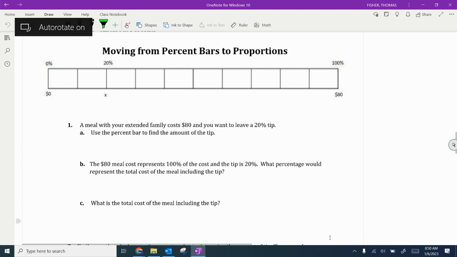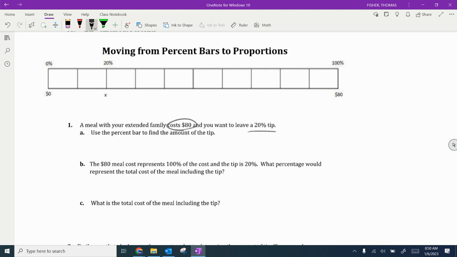Percent bars are really useful, but they can be a little bit tedious to use the entire percent bar every single time. A proportion might be a little bit more efficient. So looking at this percent bar that we're given, we want to figure out the cost if it's an $80 original cost and there's a 20% tip.